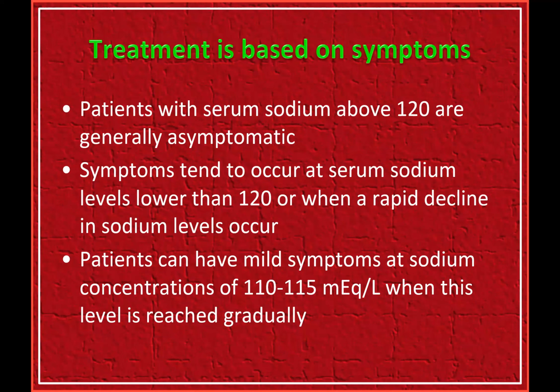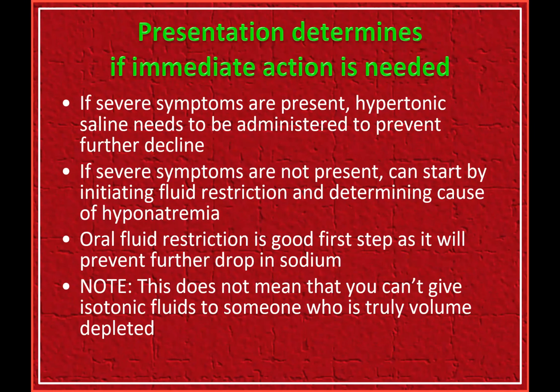So rapid decline is more important. A patient can have mild symptoms at sodium concentrations of 110 to 115 when this is reached gradually. If it is sudden, that will produce very severe symptoms. So how do they present?